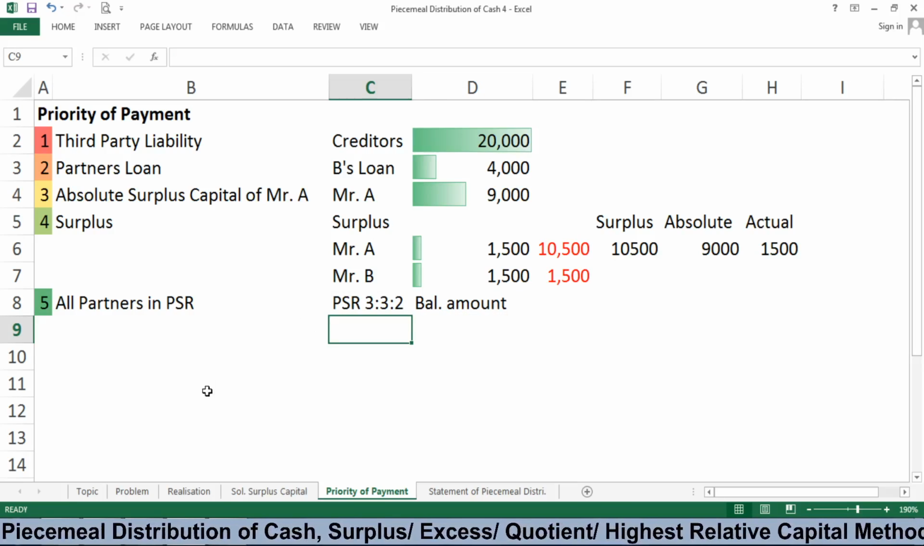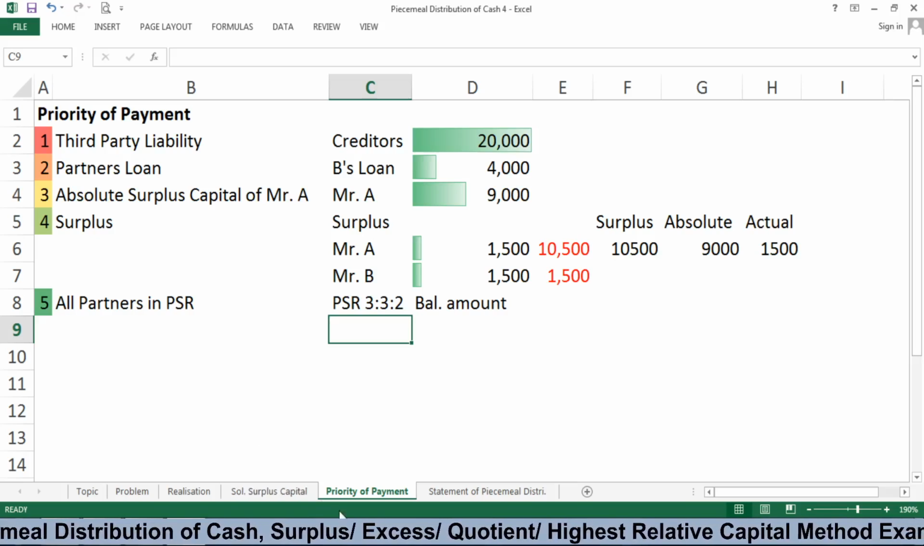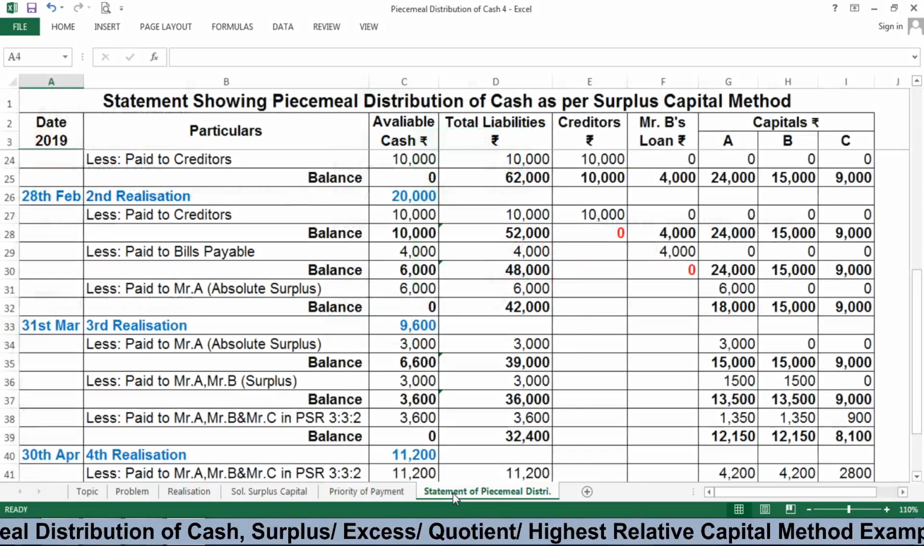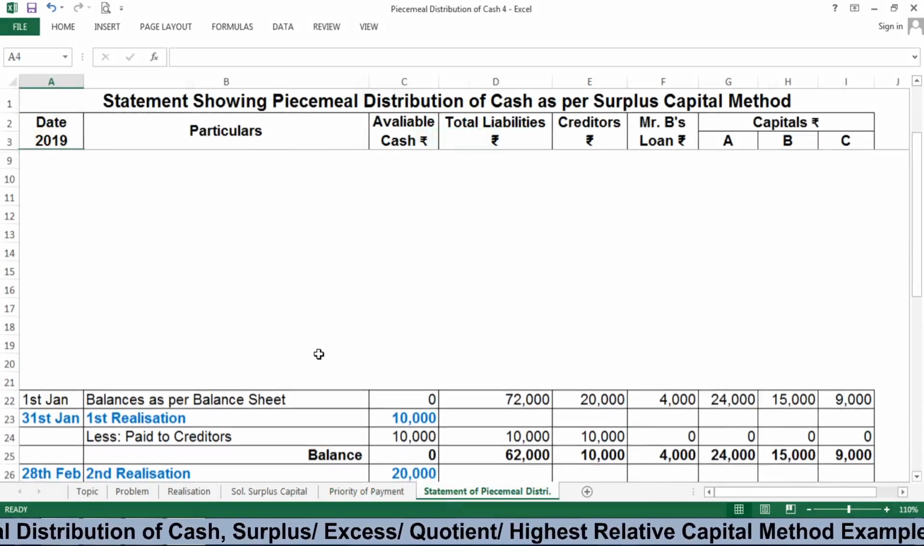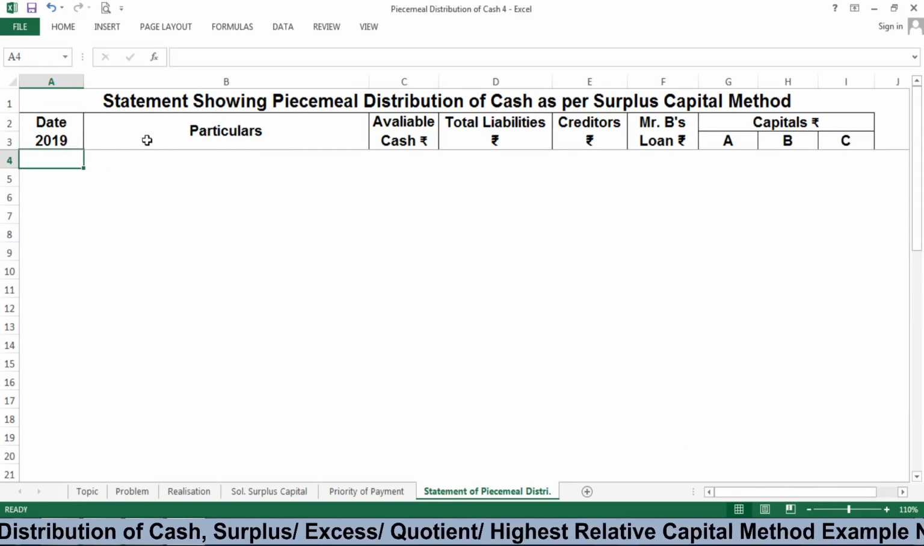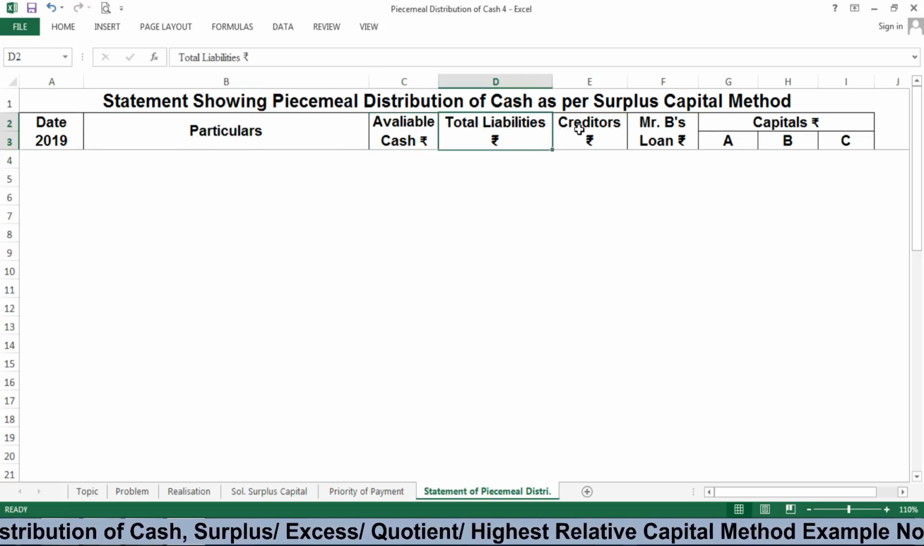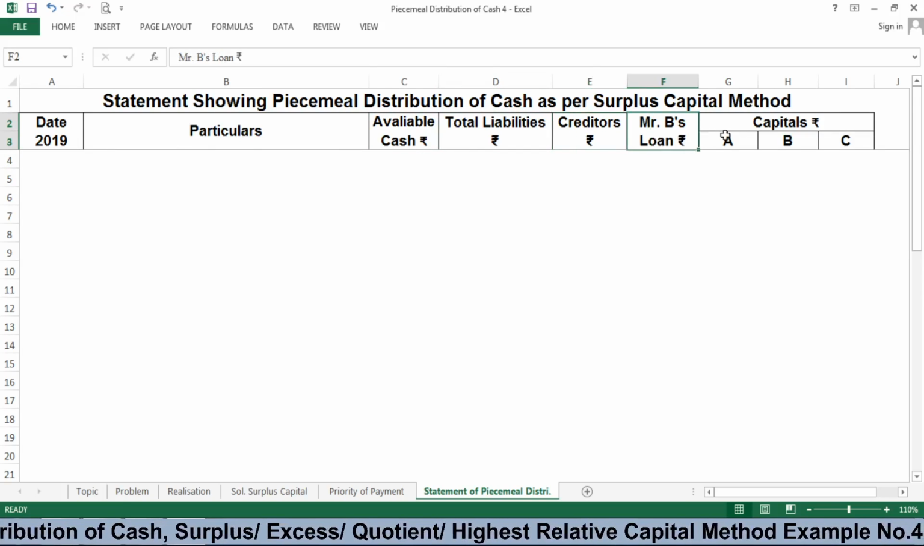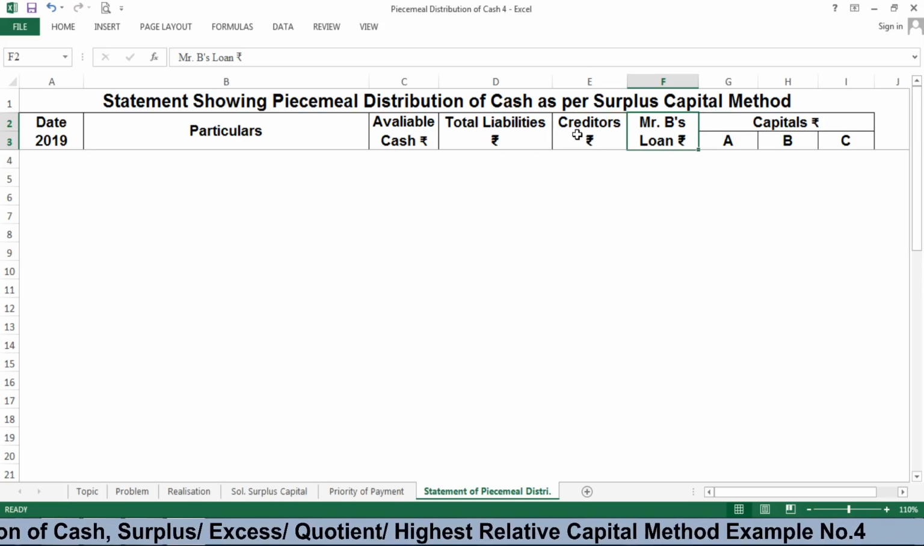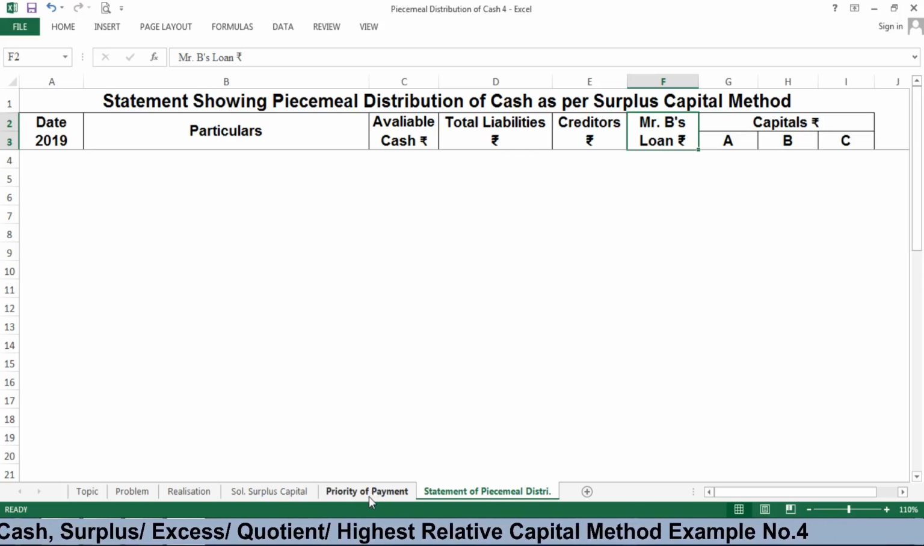It is very simple. After preparing the priority of payment, you can prepare a statement of piecemeal distribution of cash. For that, you have to consider what columns you have to draw. Here I have mentioned some columns: date, particulars, available cash, total liabilities, creditors, Mr. B's loan, and capital of A, B, and C. The columns of liabilities are based on whatever liabilities we have. The person who has a priority, his column we have to prepare first.